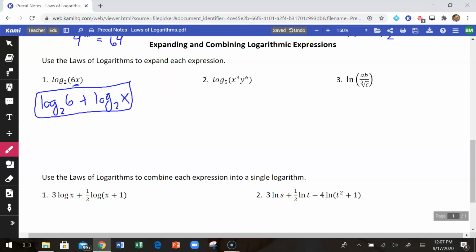What you basically want when you expand things out is you just want a single thing there, whether that's a variable or a number. You just want a single thing there.